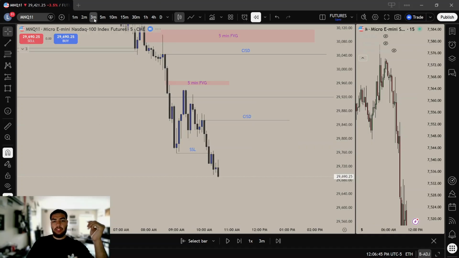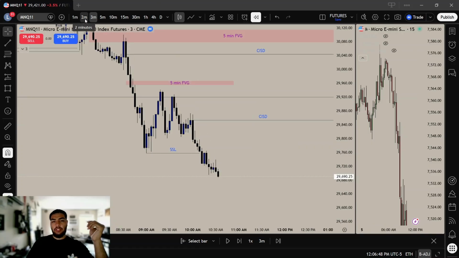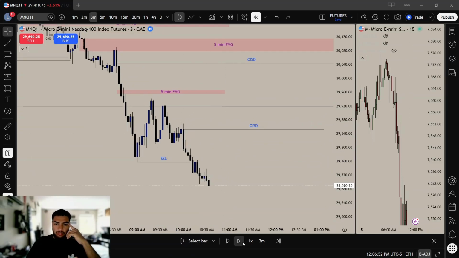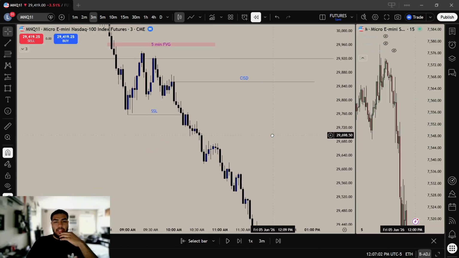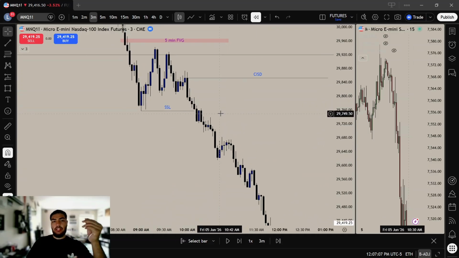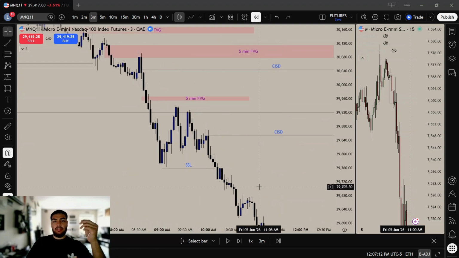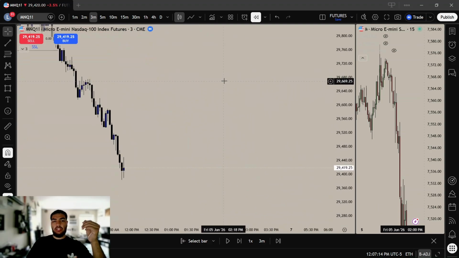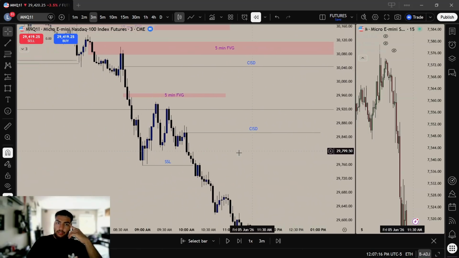But then if you hop down to a 3-minute, I would want to inverse this gap right here. I don't know if that would happen though. I'm going to say, why isn't this playing out? Yeah, we're going to continue to go lower. So if we're looking for shorts, I want something to take out a swing high, and because we're taking out these swing lows and we continue to go lower, this is a good continuation.